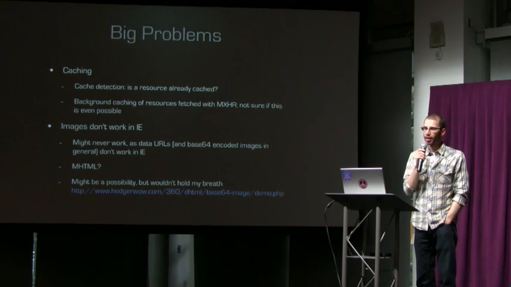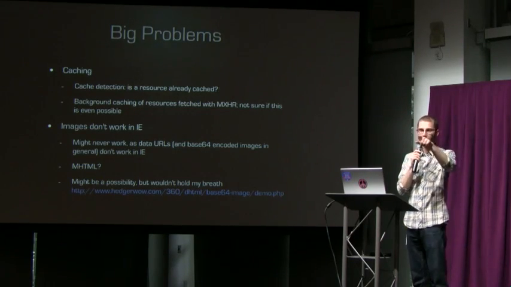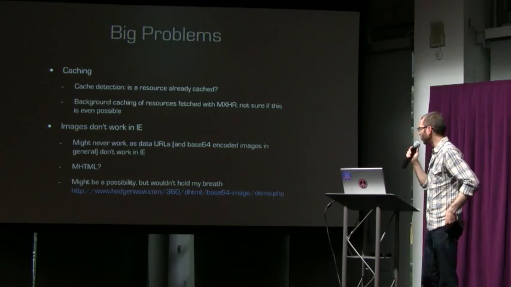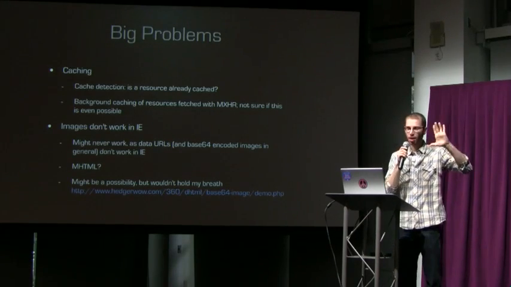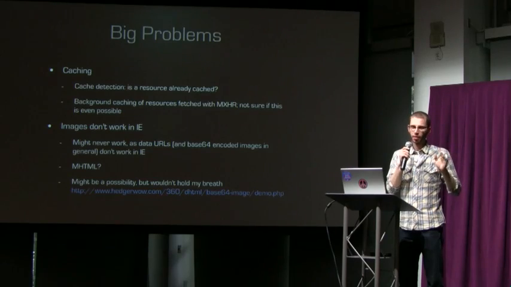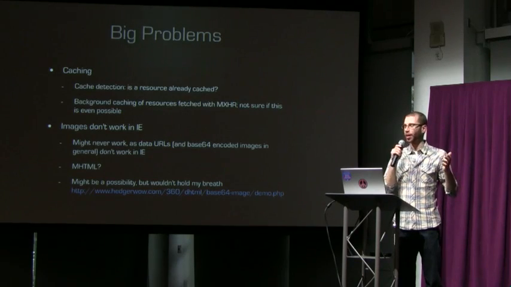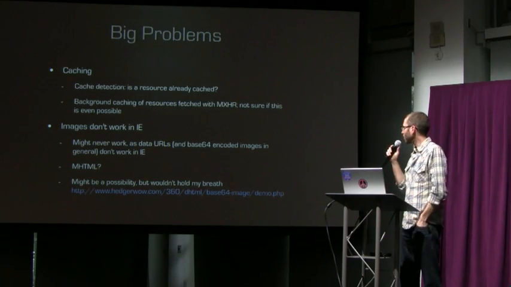Images don't work in IE. So this isn't necessarily true. Let me get you in a second with the question. So the problem is that we're using base64 encoded images, and we're passing them into the actual DOM, into the page, as a data URI. This works fine in all browsers except for IE, of course. So there are workarounds for this.